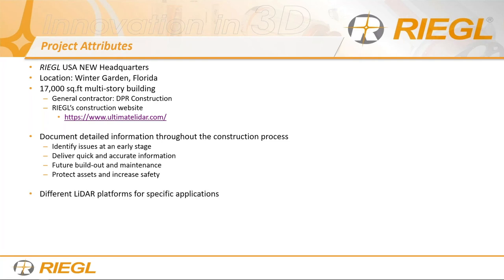Different LiDAR platforms for specific applications. So as we all know, there's no one system for all. You can be an expert in surveying roads, and you can have an instrument for that. But when you're building a building, it's very dynamic. You got inside, you got outside. You got large area, you got small area, and you can do a lot of applications with a terrestrial scanner, but you couldn't scan the perimeter of all the roads around there with a terrestrial scan. You would have to get a mobile system or an airborne system, right?